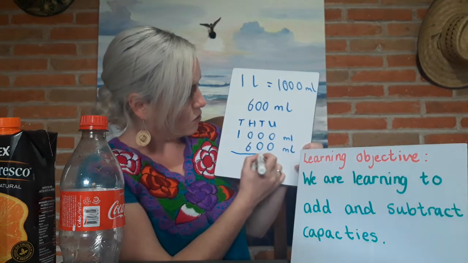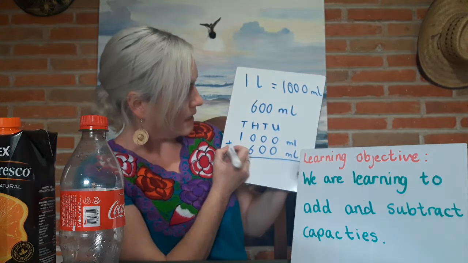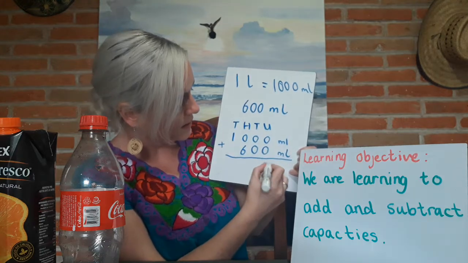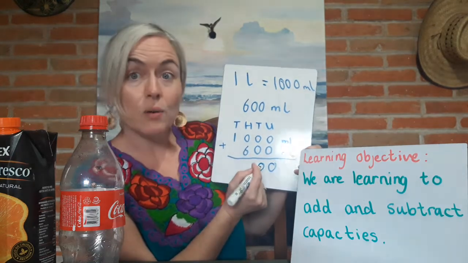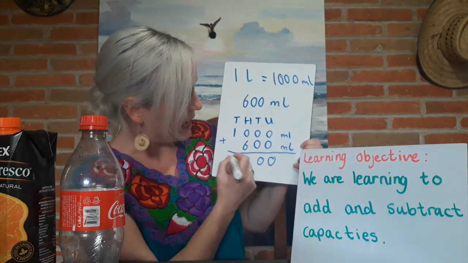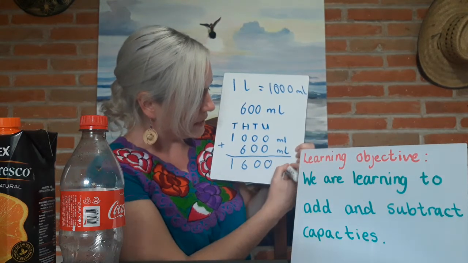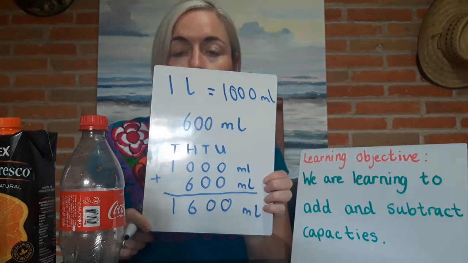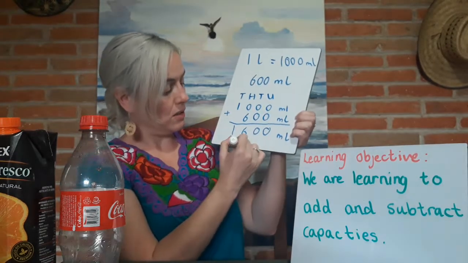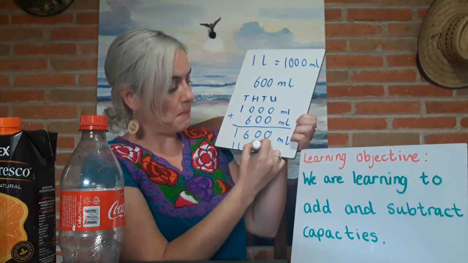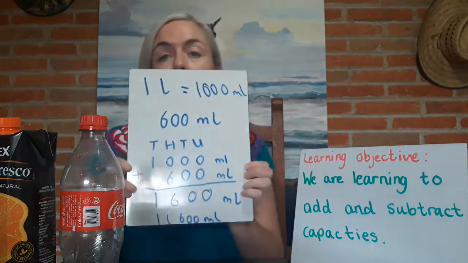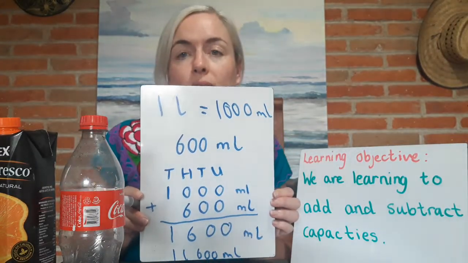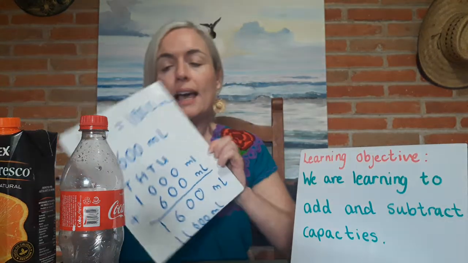So what we do is we draw our line and we put our add. We want to see how much they are all together. So 0 and 0, 0, 0, 0, 0. 6 plus 0 is 6 and 1. So we have 1,600 milliliters, okay? We can then change that to 1 litre, 600 milliliters if we like, but both answers are correct. And we have to put them both into milliliters before we subtract or add. Okay, let's try another one.